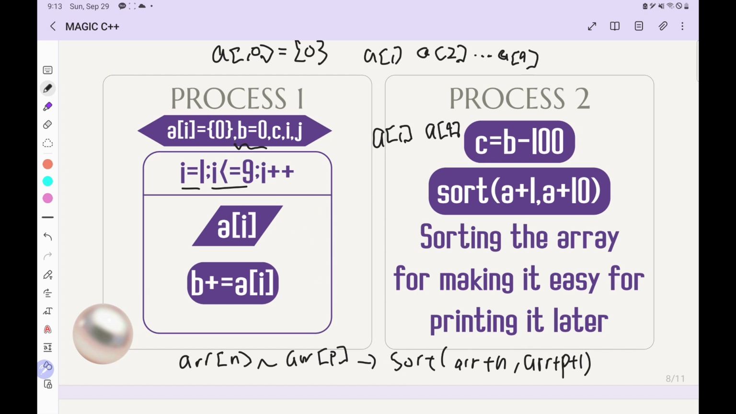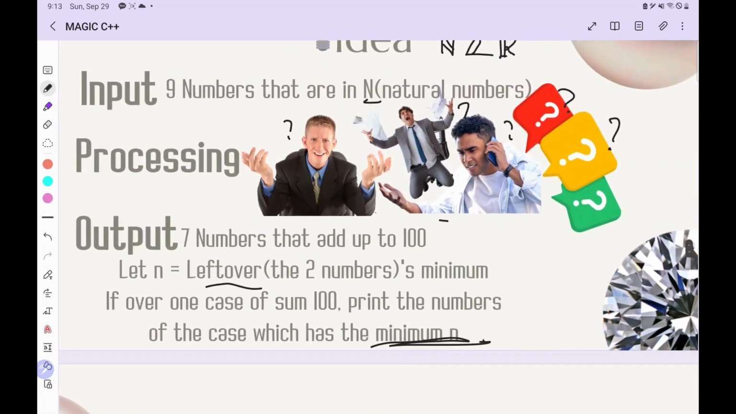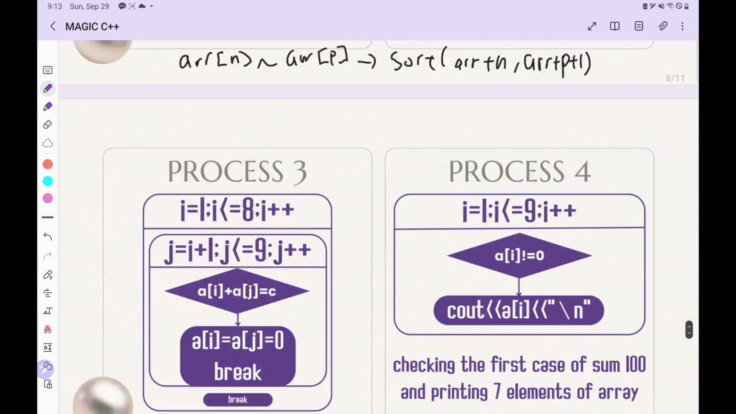Sorting the array is for making it easy for printing later, because we're going to print the minimum of here. We should print the case of minimum n when we did it in ascending order, so that it is easier to find a minimum n, because we need to see the big cases.